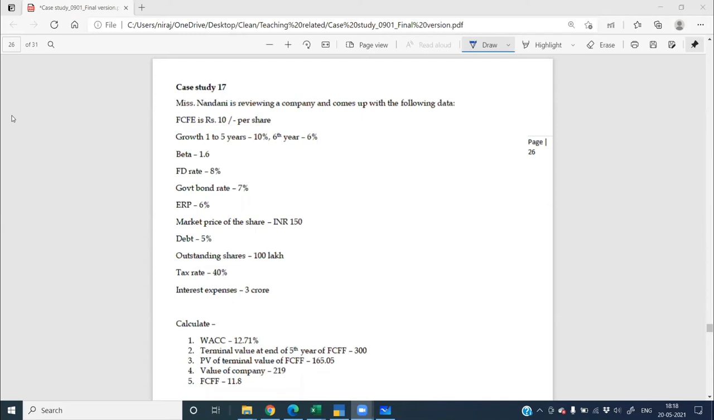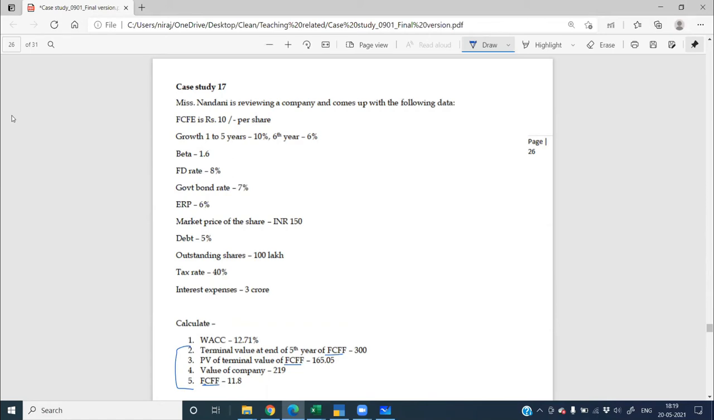Miss Nandini is reviewing a company and comes up with the following data. FCFE is 10 rupees per share. So FCFE is given, and we are starting with FCFE. Remember this point, it is very important, because when you read the question, everything they have asked is with FCFF. So somewhere in the question, we will have to recalculate the FCFF also.